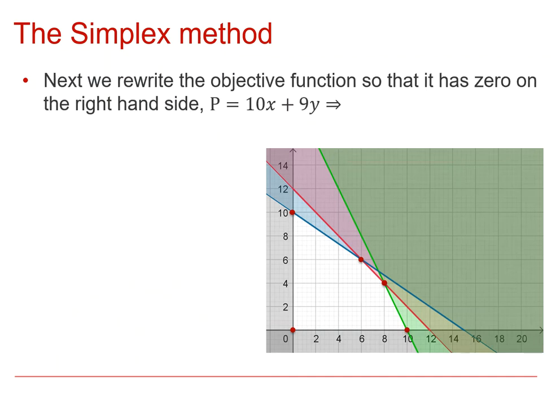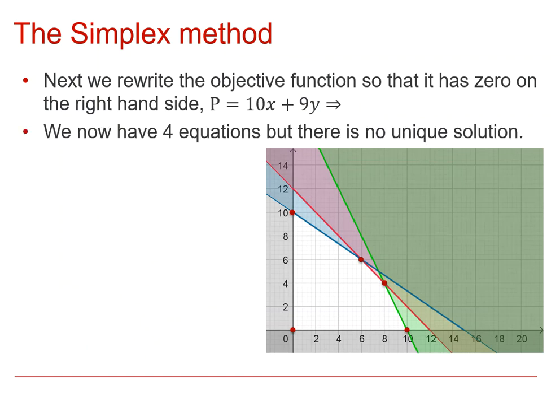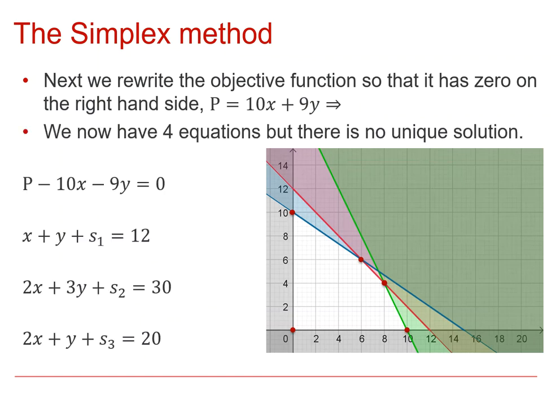What we also do is we rewrite the objective function so that there is a 0 on the right hand side. So we bring everything over to the left, and what we end up with is these 4 equations then, and that is the point at which we can now transfer that information into the simplex Tableau.